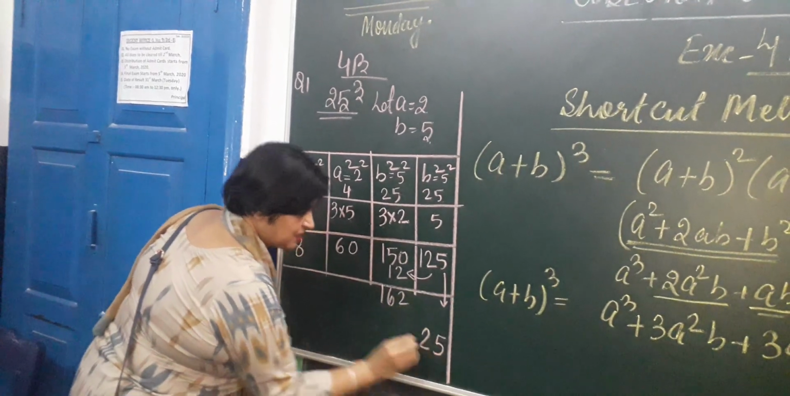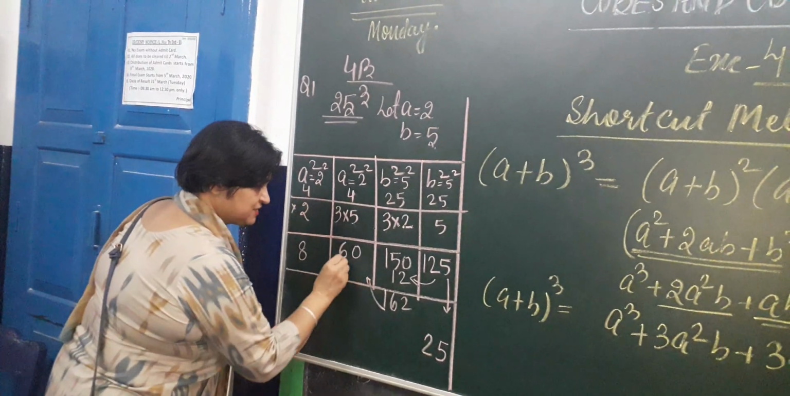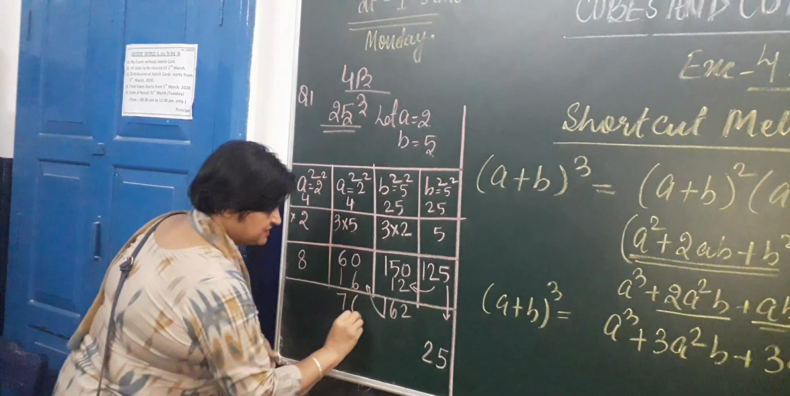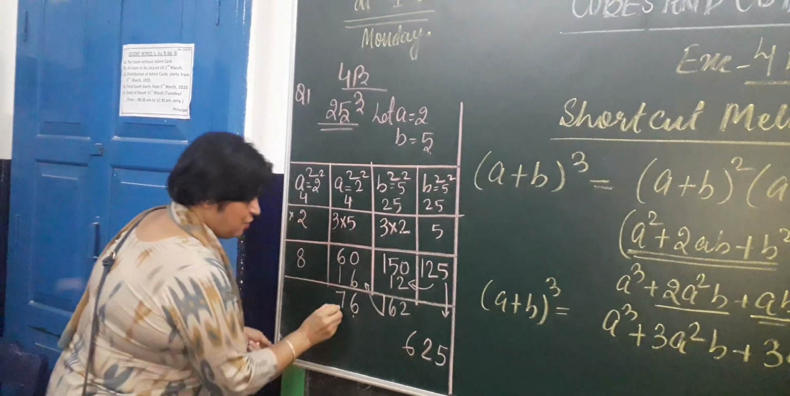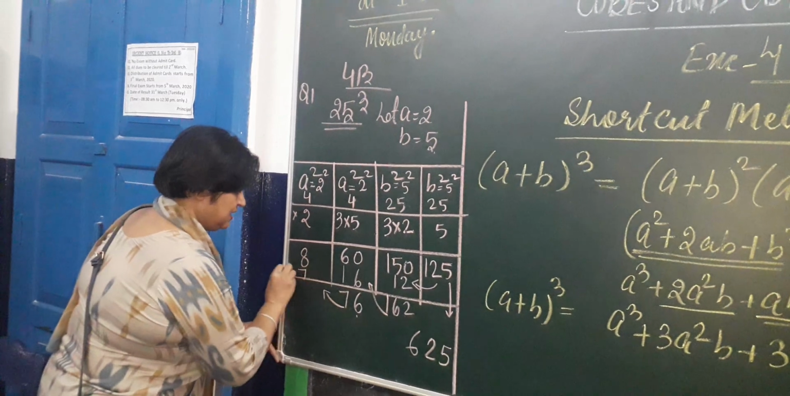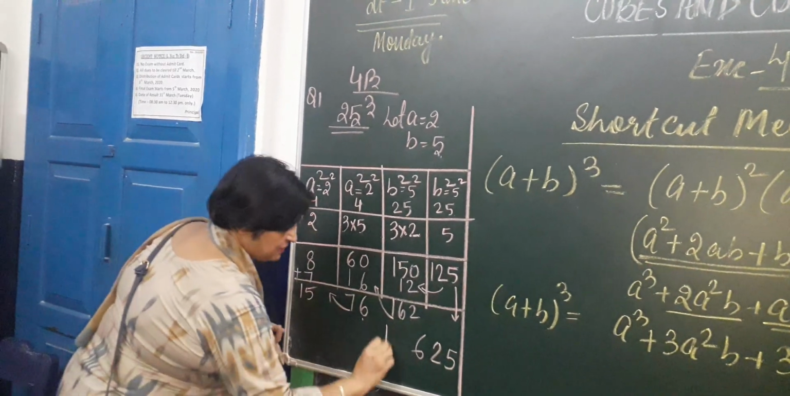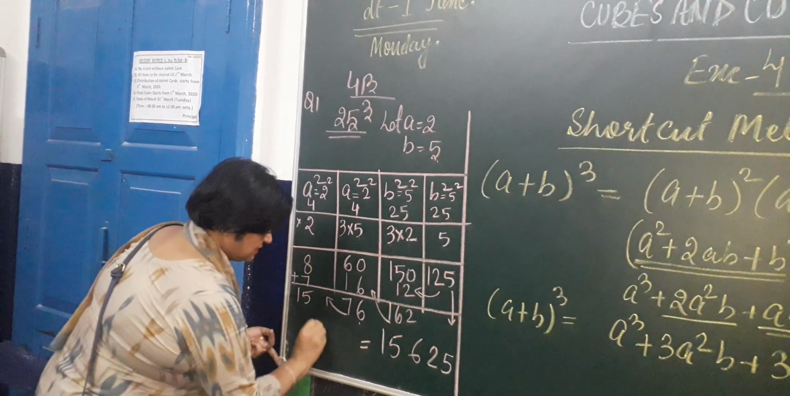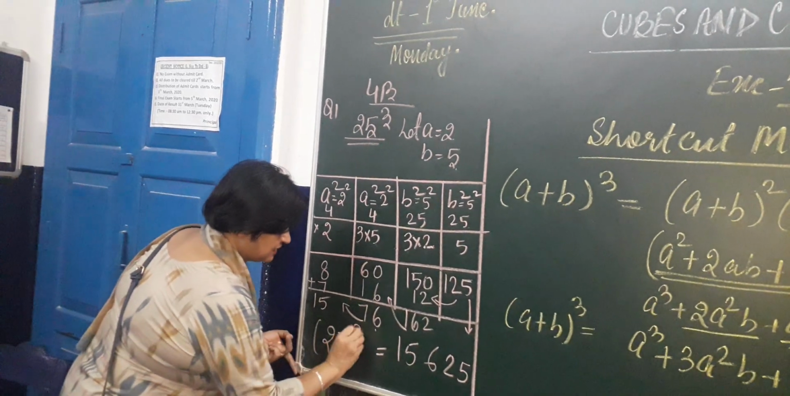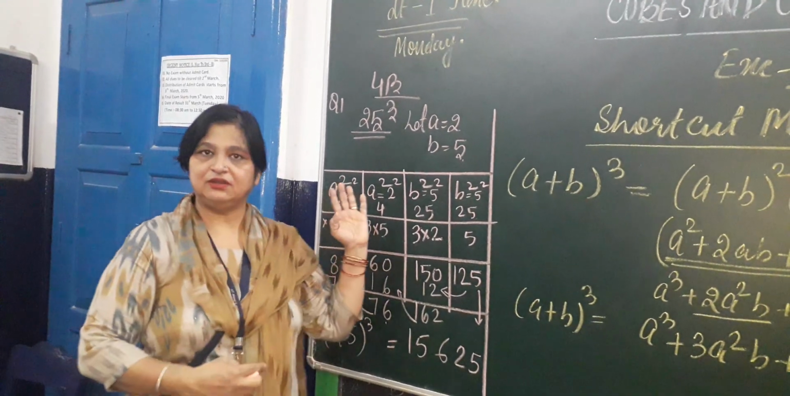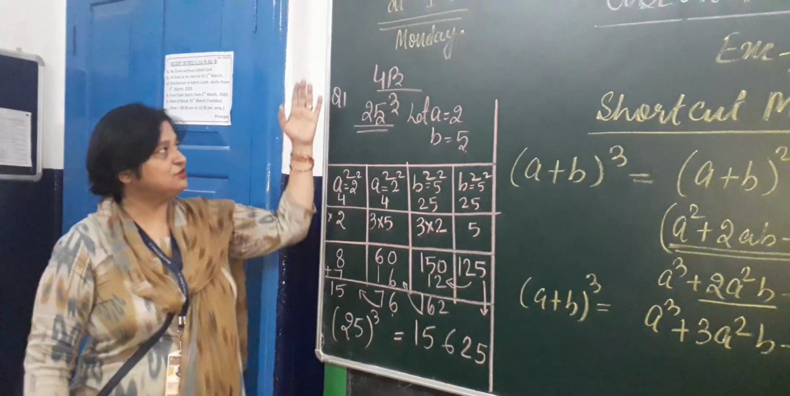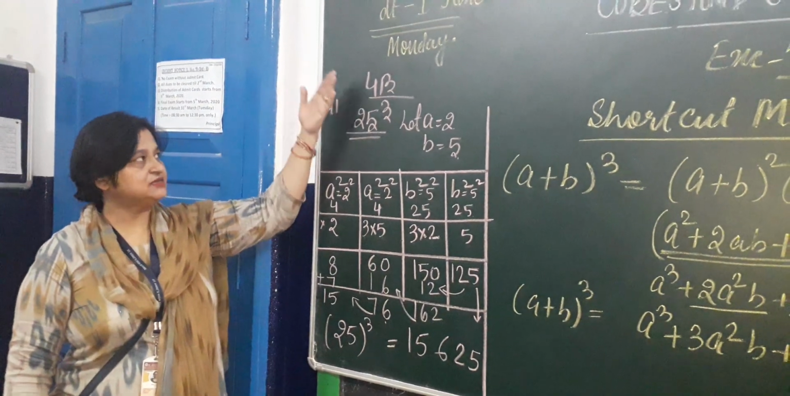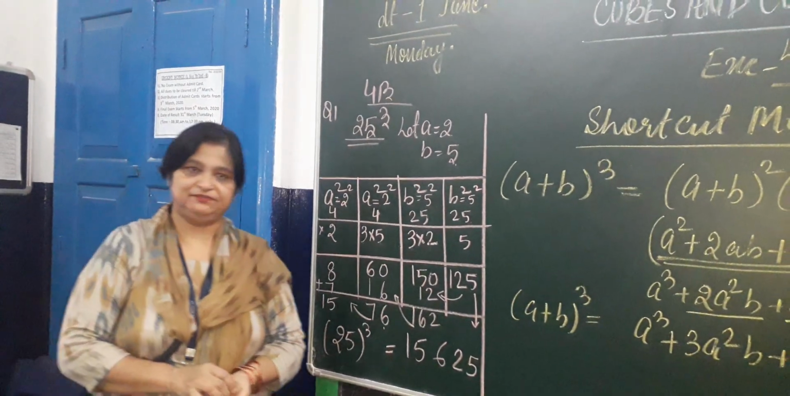From 162, we will write 2 here and this 16 will go there to be added. 76, we will write 6 here and this 7 will go there to be added. That becomes 15, and this 15 will be written in full. That is 25 cube. I think class you must understand what I have taught. You have to complete all the 4 sums of exercise 4B, and in the next class we will start exercise 4C.